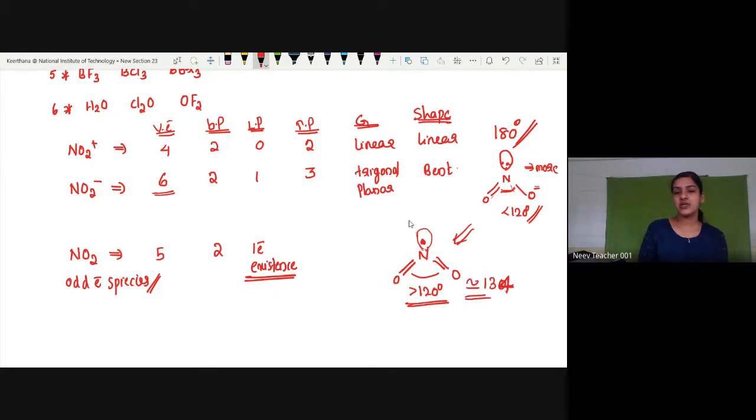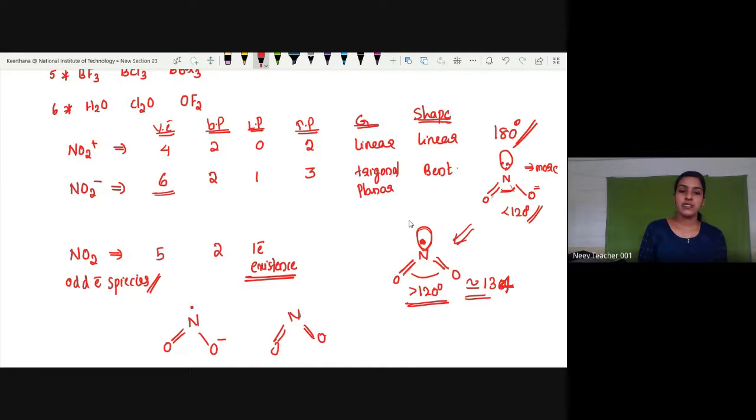It is actually due to the presence of the lone pair. Or when you're comparing, even without knowing the bond order value, you can say one is linear, and the others are NO2 minus and NO2.